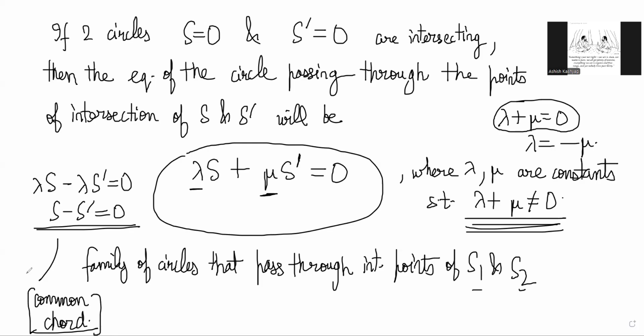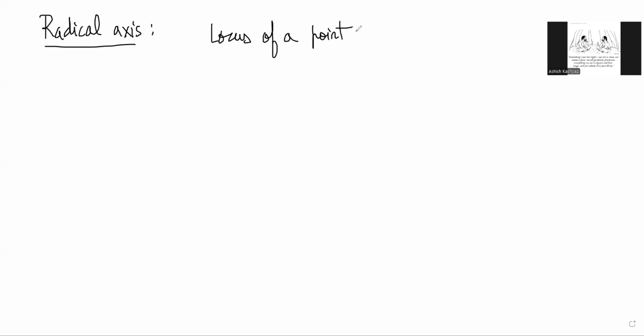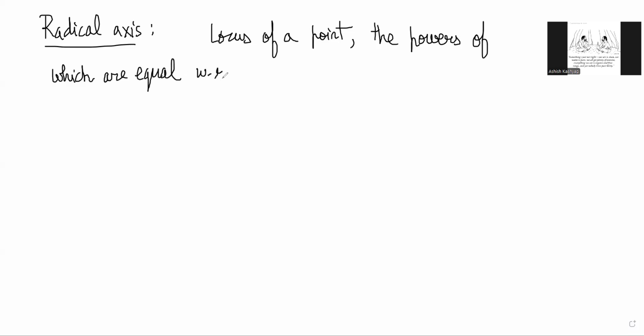Okay, now some of the last things in the theory that you need to know: what is a radical axis. The radical axis is defined like this: the locus of a point, the powers of which are equal with respect to two given circles, is a straight line called the radical axis.